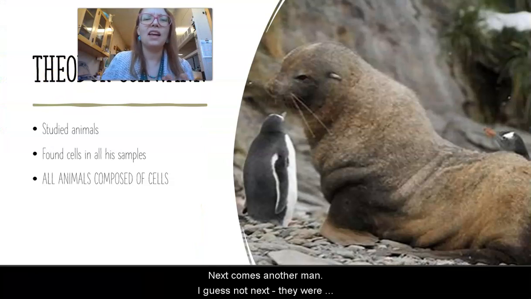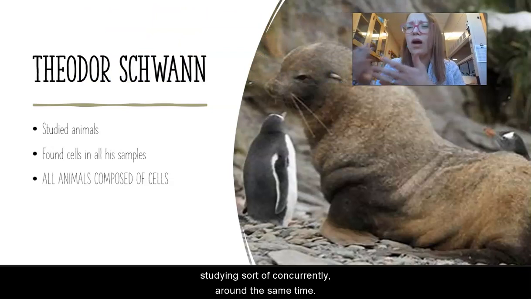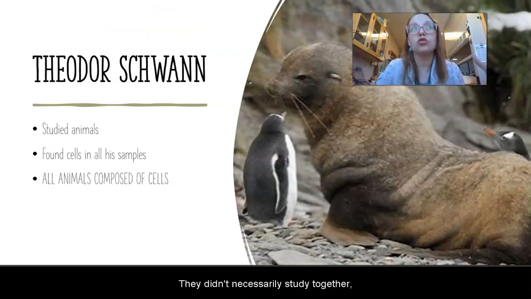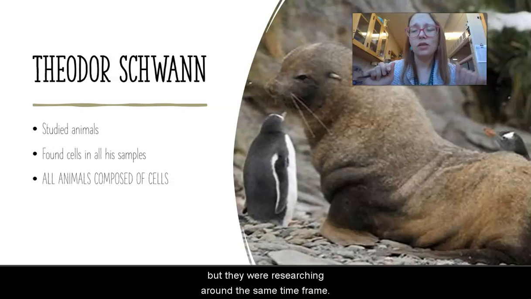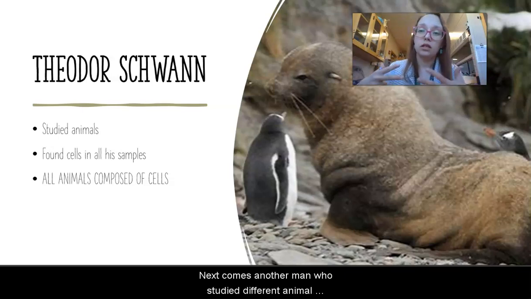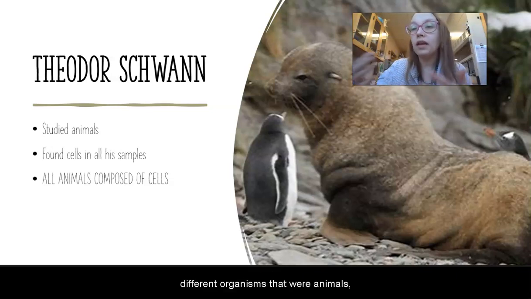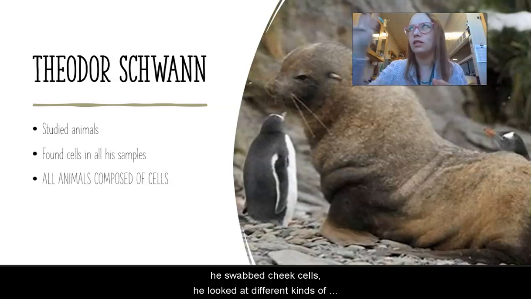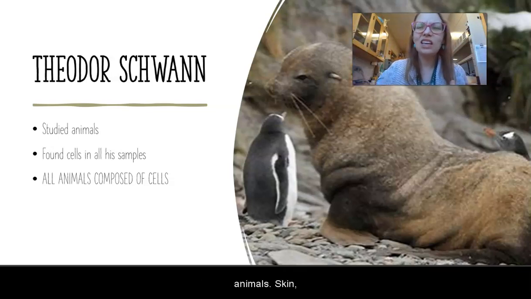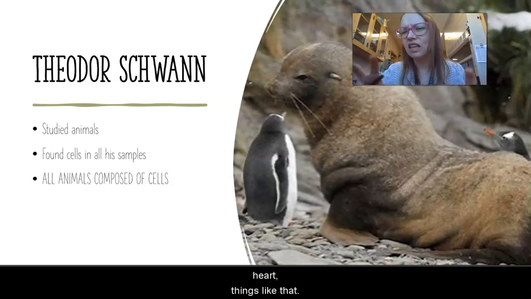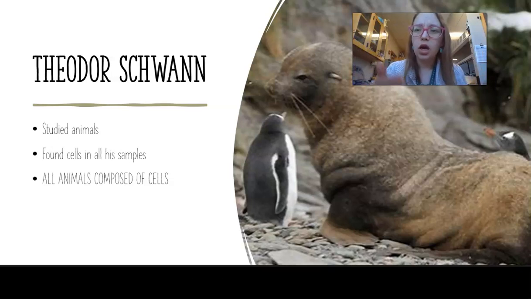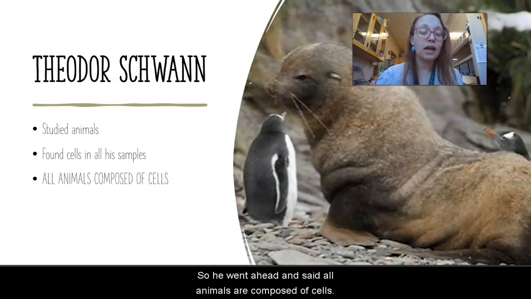Next comes another man, well, not next. They were studying concurrently around the same time. They weren't researching with each other, but they were researching around the same time frame. And Schwann was not a botanist. He wasn't a fan of plants. He loved animals, so he studied different animal samples. He looked at tissues from all different animals. He swabbed cheek cells. He looked at different kinds of tissue, skin, liver, lung, heart, things like that. And every time he put those samples under the microscope, he said, hey, I see cells. So he said, all animals are composed of cells.